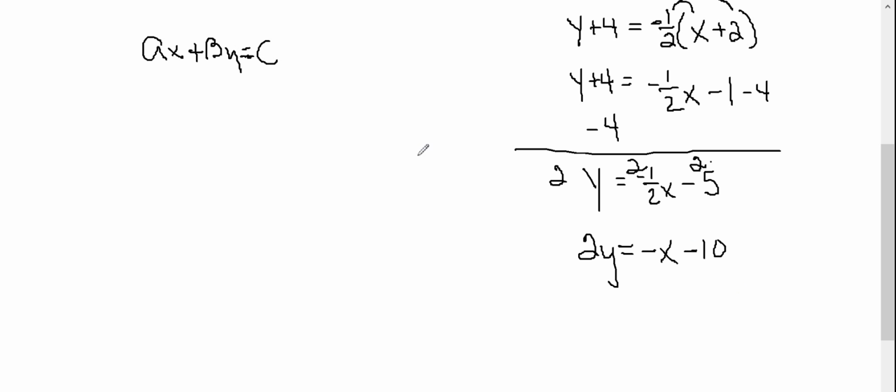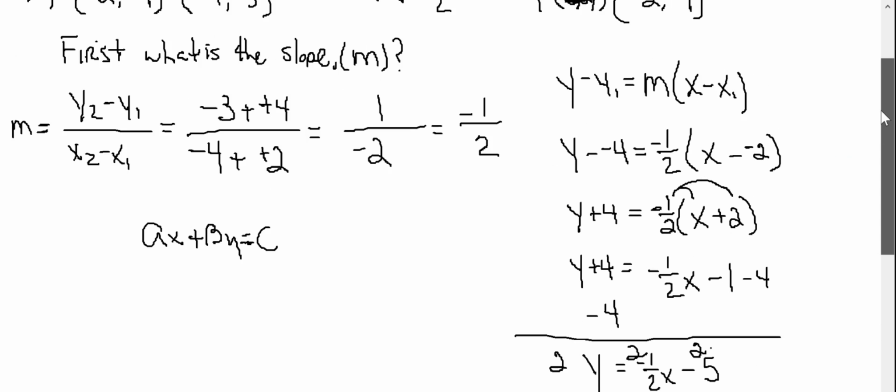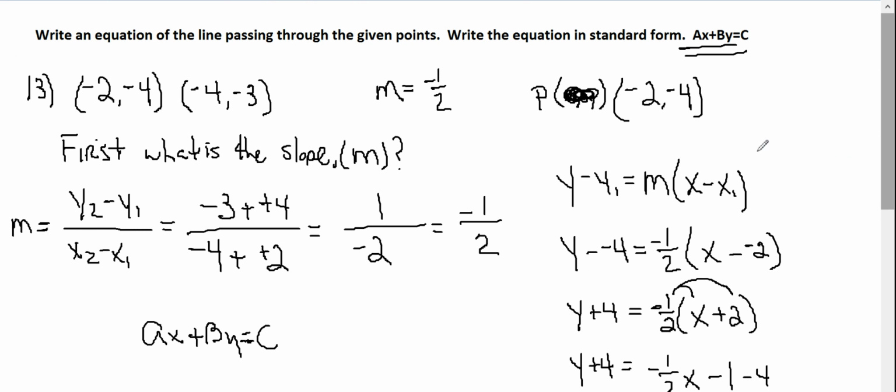And now how do I get this into the ax plus by equals c form? All I have to do is add x to both sides. And when I do, I end up with x plus 2y equals negative 10. And now it's in standard form, the way the problem asks me to put it in. Okay, that is number 13.